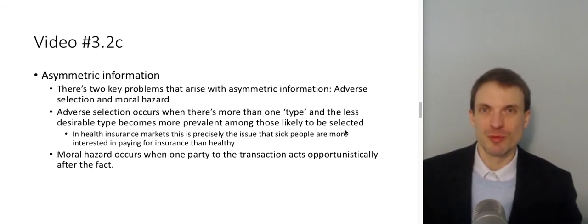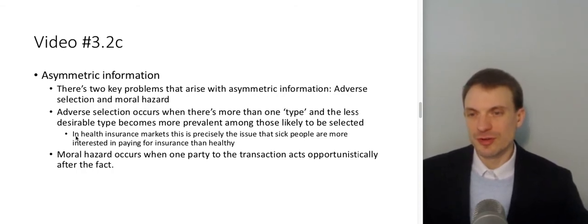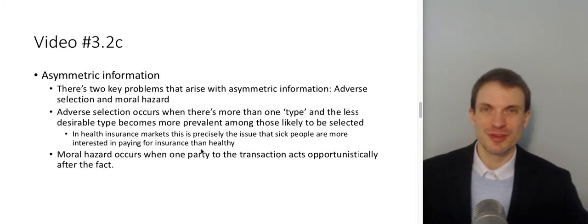So you have this problem where a lot of young, healthy people don't want to buy health insurance. And so among those who are interested in buying health insurance, they tend to disproportionately be older and less healthy. So this is a particular issue. This is precisely the issue that sick people are more interested in paying for insurance than healthy people. This is the adverse selection problem. Adverse selection happens prior to the market activity, prior to the transaction.